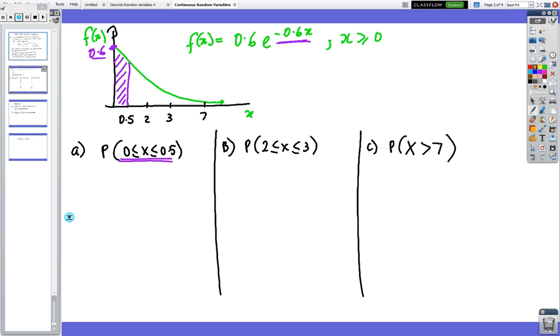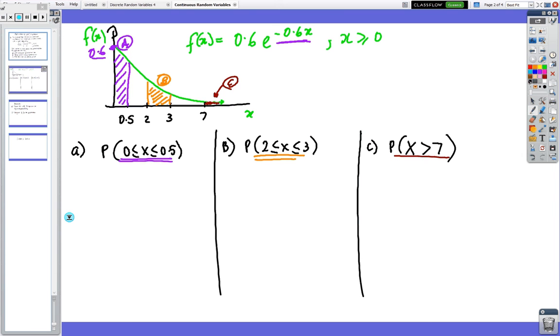In the second question, it's between 2 and 3 minutes, so the second question is asking for that one. First question, I'll change colours again, so that's the first question. And the last question is asking greater than 7, so the last one is what's this area here? Okay, so they're all areas, and those areas will be the probabilities.